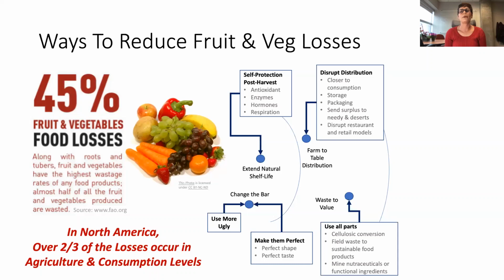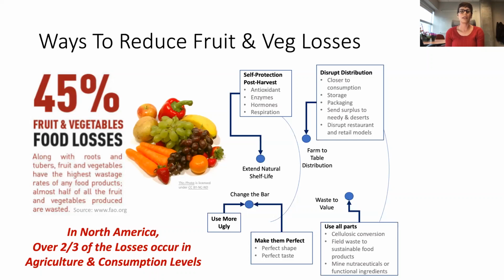Another point of addressing the problem would be the disruption. So can we avoid disrupting the distribution? And we saw this happening a lot during the pandemic, right? A lot of the farmers end up having to put their produce to waste because there was no way to distribute to the initial consumers, which were restaurant chains and so forth. So closer the disruption, closer to consumption, storage, packaging, send surplus to the needy in deserts.